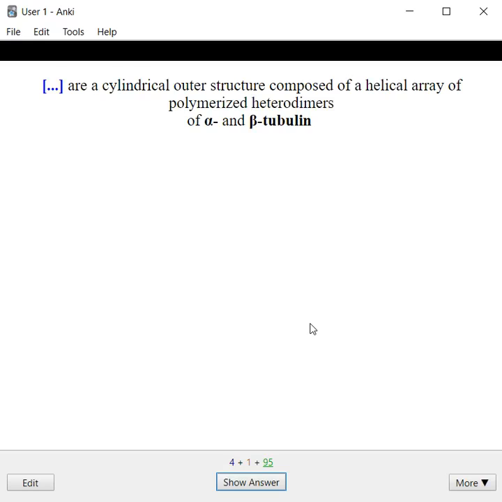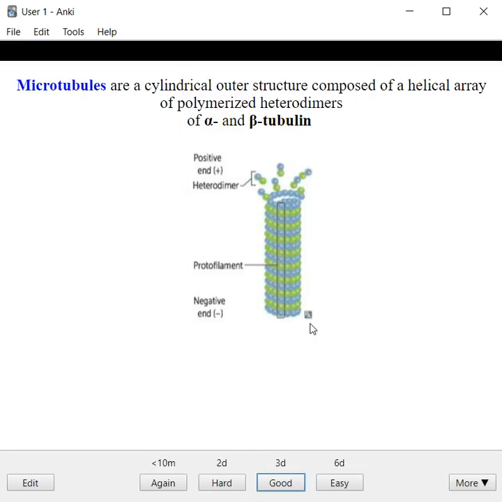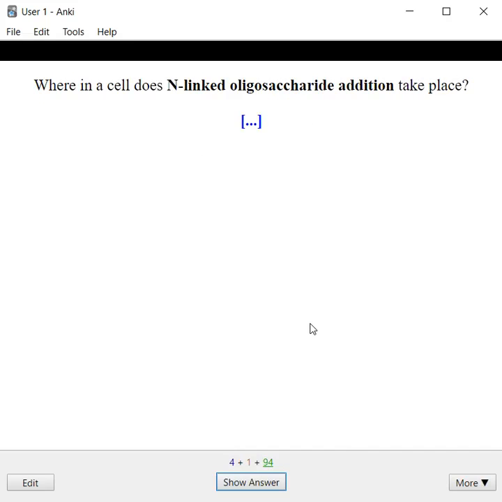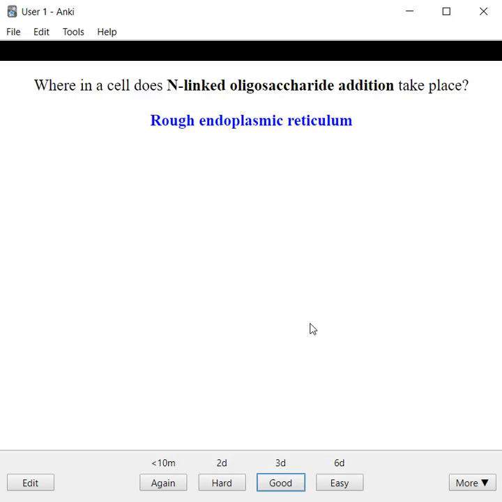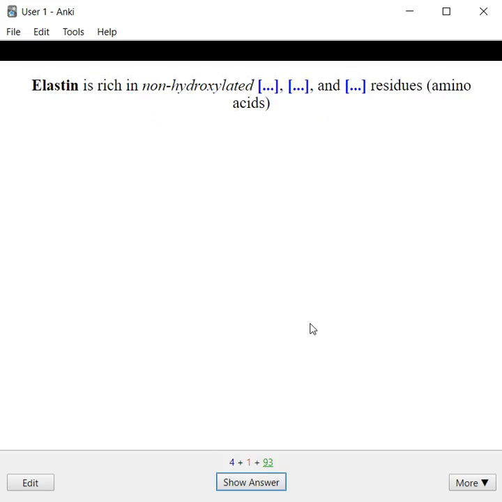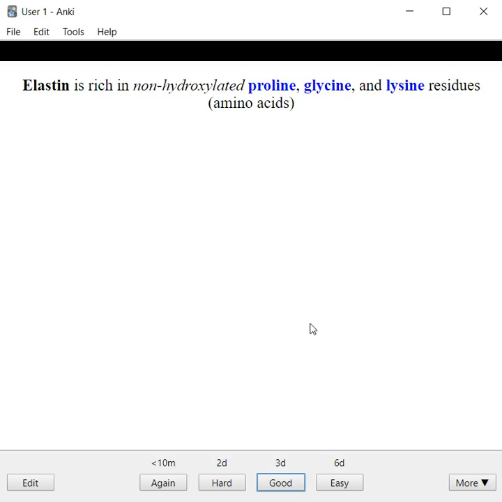Blank are cylindrical outer structure composed of a helical array of polymerized heterodimers of alpha and beta tubulin. We're talking about microtubules. Where in a cell does N-linked oligosaccharide addition take place? Rough endoplasmic reticulum. Elastin is rich in non-hydroxylated blank and blank residues. These are amino acids. We're talking about proline, glycine, and lysine residues.